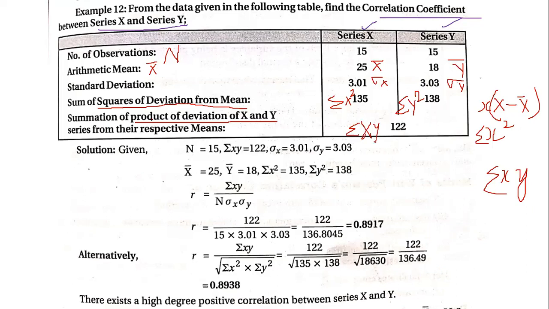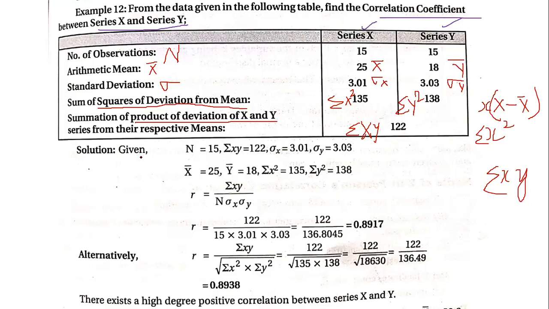You just have to analyze the data given to us. Here they have given it in words. They have given us n, the arithmetic mean, the standard deviation, then the sum of squares of deviation from mean, which is nothing but sigma x square, sigma y square. Then they have given us the product of deviation of x and y from the respective means, that is sigma xy.